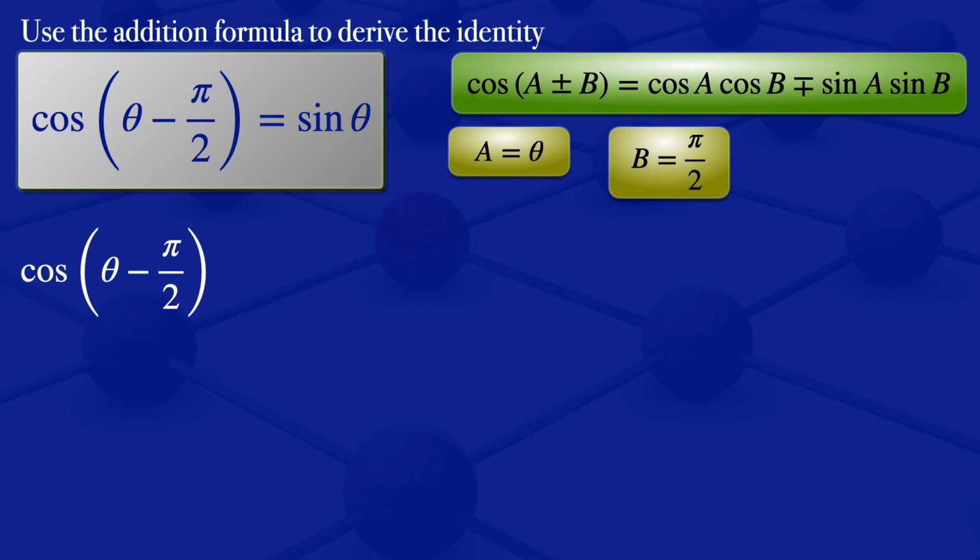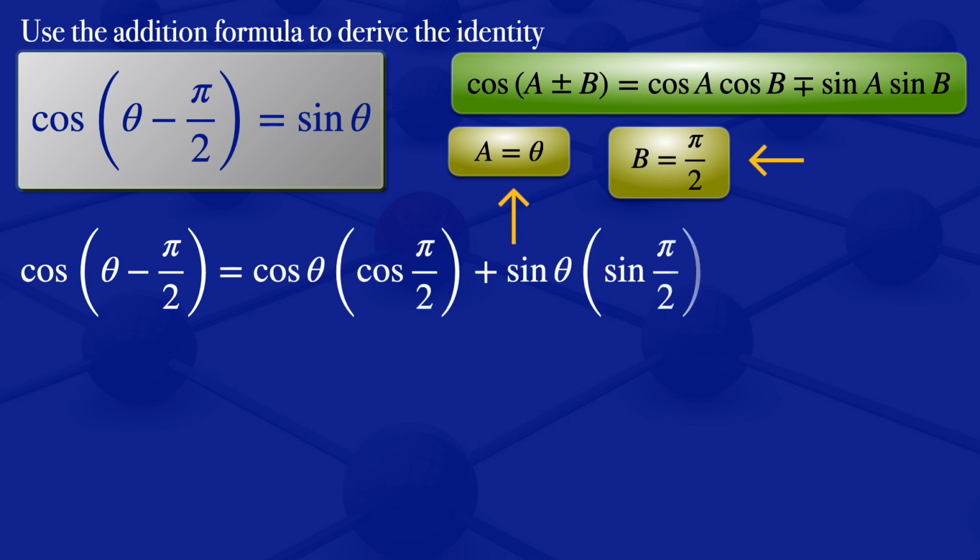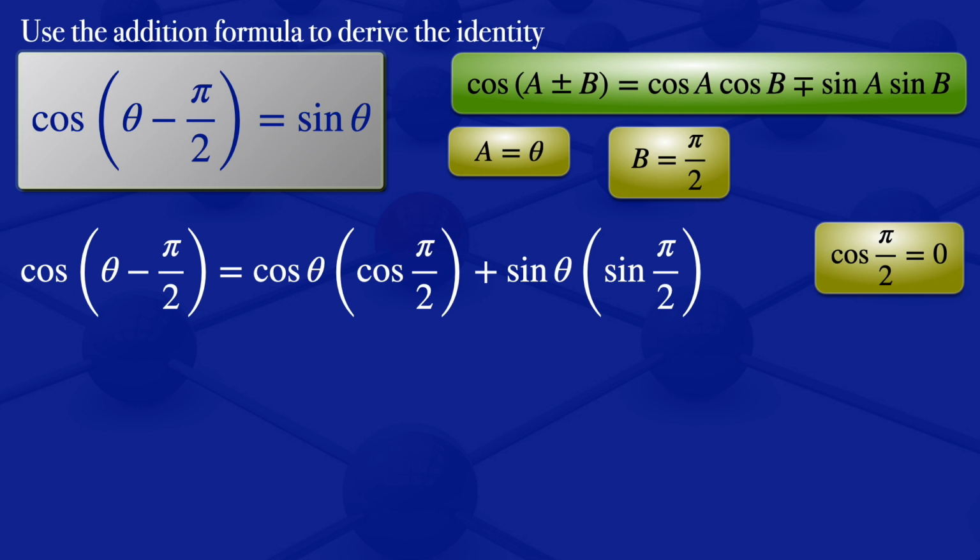Go on and then substitute the values of A and B that we have here, so that we would have cosine of theta multiplied by cosine of pi over 2 plus sine of theta multiplied by sine of pi over 2. I can now go on and look at what is in the parentheses here. For cosine of pi over 2, the result there is 0. Sine of pi over 2 is 1.